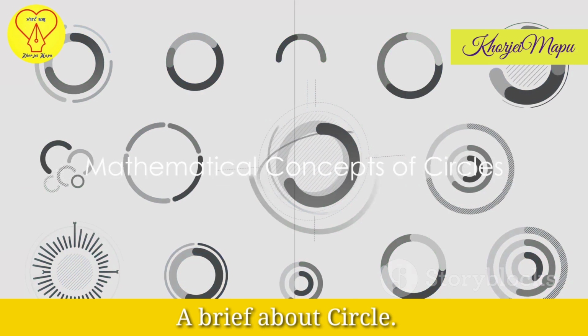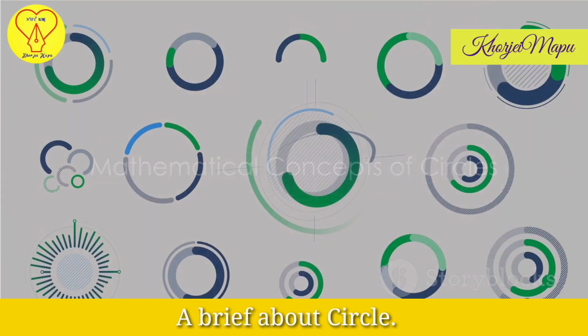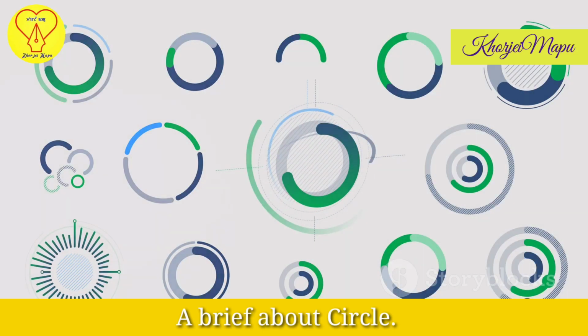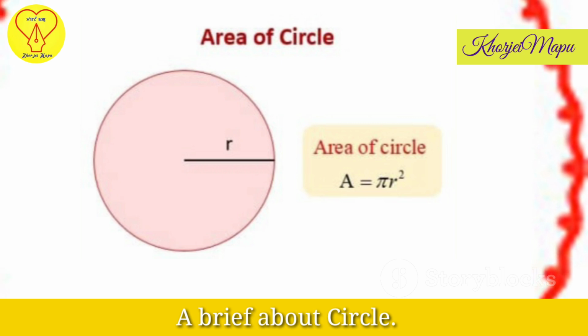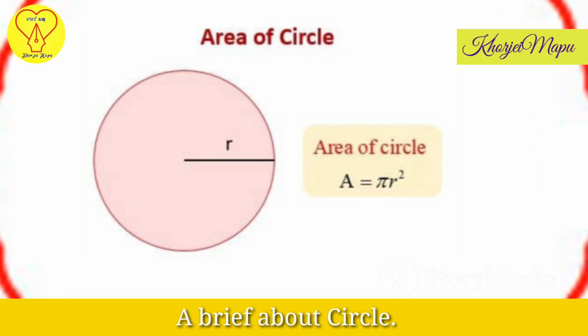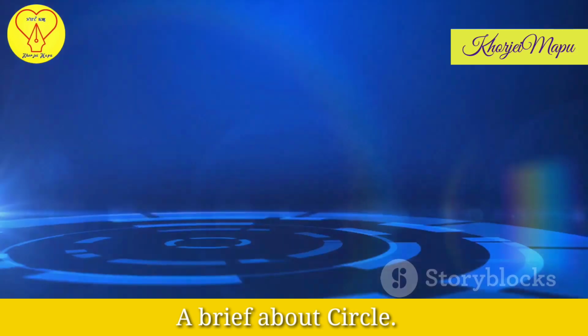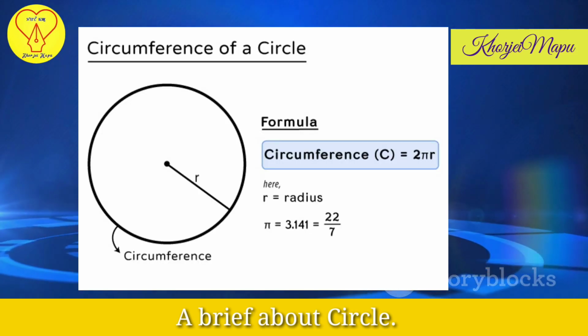Let's touch on some essential mathematical concepts related to circles. The area of a circle is the total space within its boundary. You calculate it by squaring the radius and multiplying by pi. The circumference of a circle is the total distance around it. It's calculated by multiplying the diameter by pi.